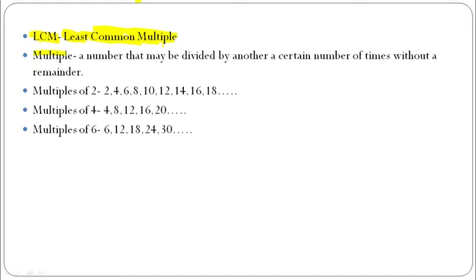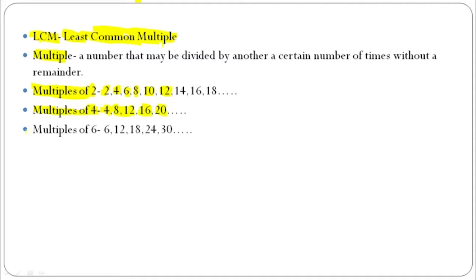For example, let's consider the number 2. 2 ones are 2, 2 twos are 4, 2 threes are 6, 2 fours are 8, 2 fives are 10, 2 sixes are 12 and so on. The multiples of 2 are 2, 4, 6, 8, 10, 12, 14, 16 and so on. Similarly, let us consider the number 4. What are the multiples of the number 4? 4, 8, 12, 16, 20 and so on. These are the multiples of 4.